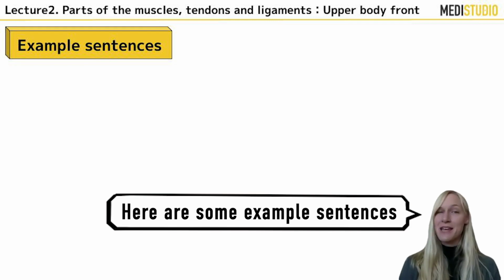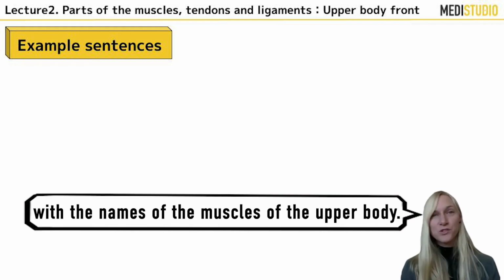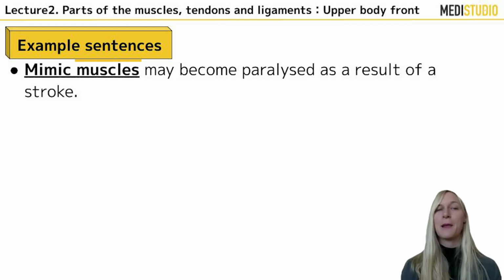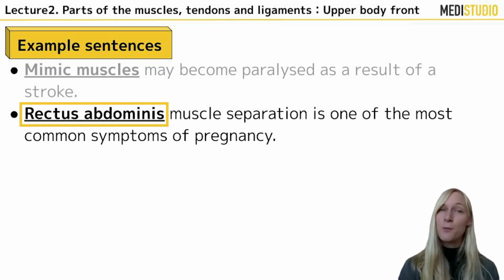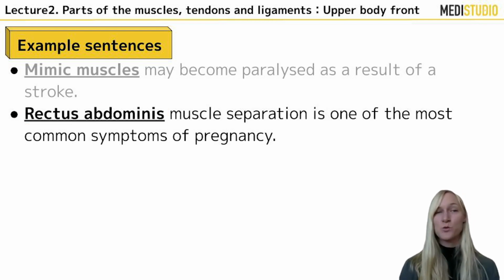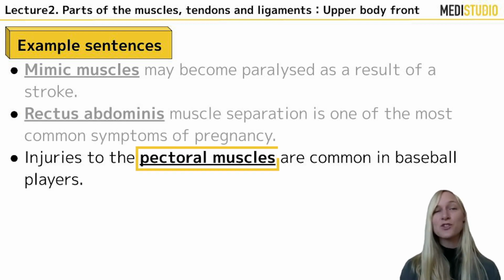Here are some example sentences with the names of the muscles of the upper body. Mimic muscles may become paralyzed as a result of a stroke. Rectus abdominis muscle separation is one of the most common symptoms of pregnancy. Injuries to the pectoral muscles are common in baseball players.